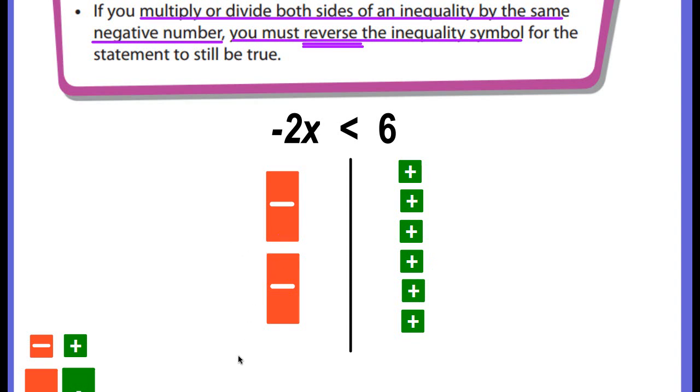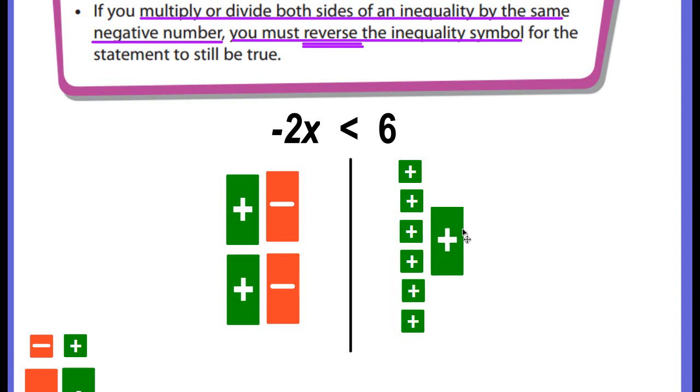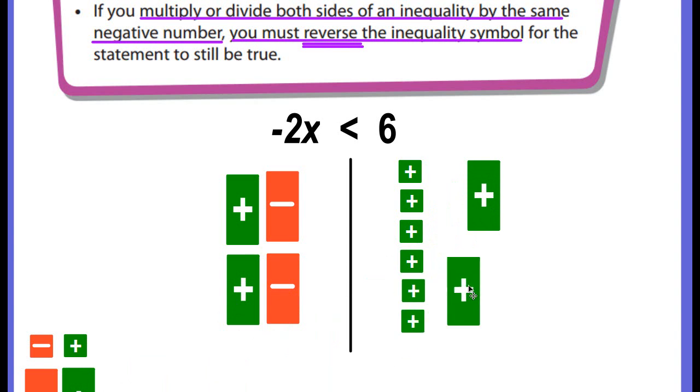So step 1 is to turn these negative x tiles into positives. And no, you cannot just draw a vertical line to make them positive symbols. We need to somehow remove these negatives. And the way that we know how to remove negatives is to zero them out. And to zero them out, we need to put 2 positives, because a negative with a positive will zero out. So we're adding 2 positive x tiles to the left side. We have to do the same thing over here to the right side.